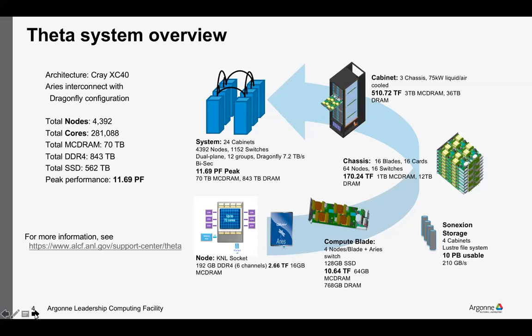Theta is a Cray XC40 system with an Aries interconnect in the Dragonfly configuration. There's nearly 4,400 nodes with more than 280,000 cores and a total peak performance of 11.69 petaflops. The system is put together as shown in the image from the cards to the compute blades and packaged into the cabinets. As shown, there's a 10 petabyte file system that I'll say more about in a minute. But for more details, please see the link at the bottom.